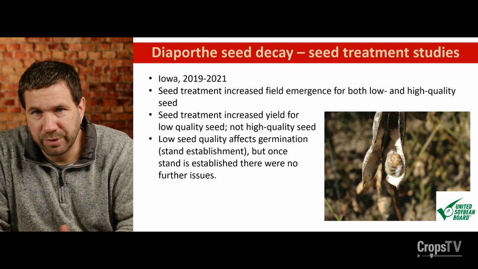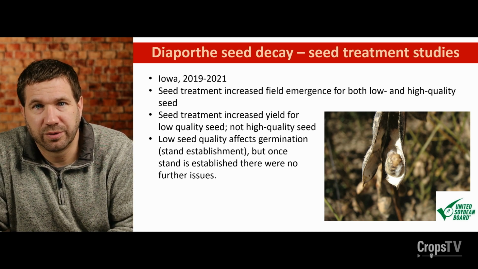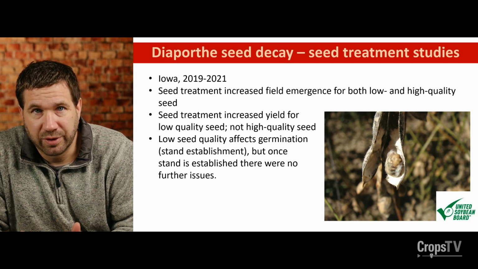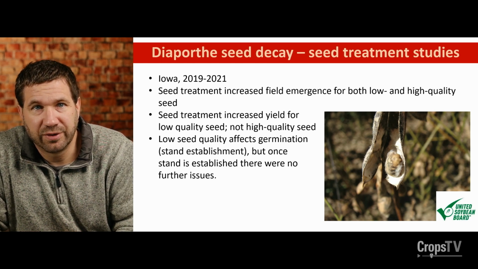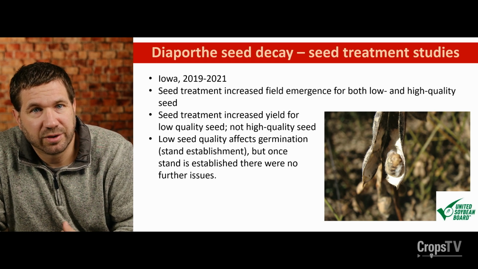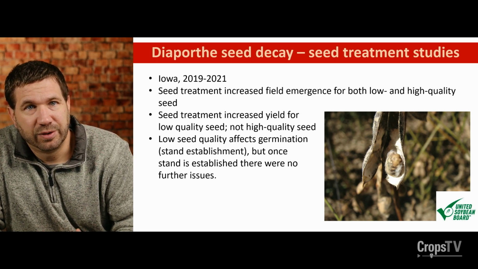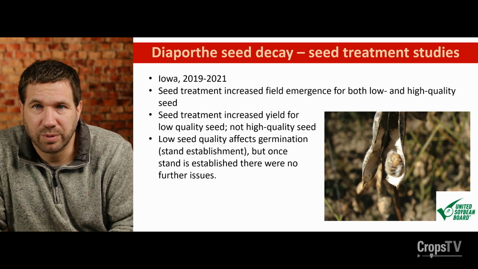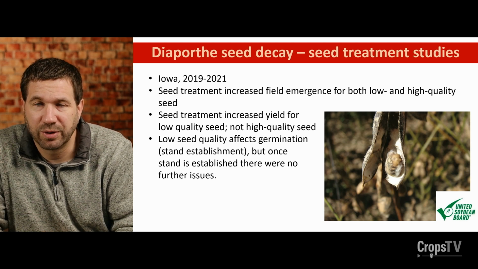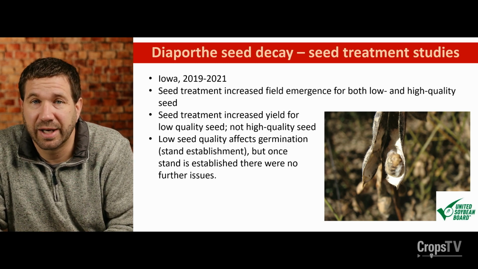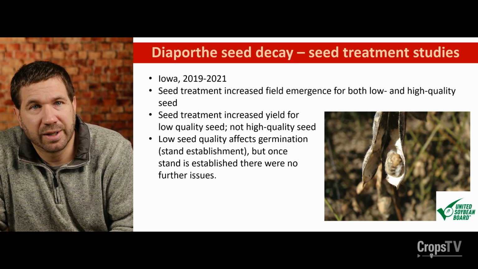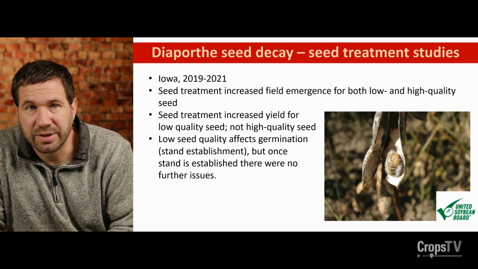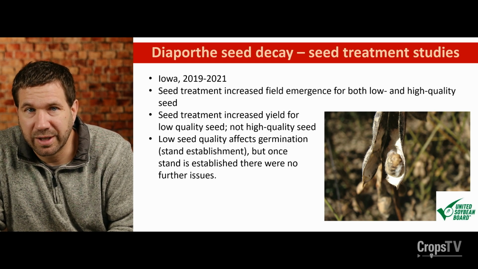Now, just a one-slide summary of some of the research that was funded by the United Soybean Board. After Diaporthe seed decay had an outbreak in 2018, we had a graduate student, Alex Hafke, who looked at different seed treatments in both low and high quality seed. We received seed that was highly infected with Diaporthe, and we had a similar seed lot that did not have Diaporthe. Then we looked at different management strategies. In general, the seed treatments did increase yield for the low quality seed, but not the high quality seed.